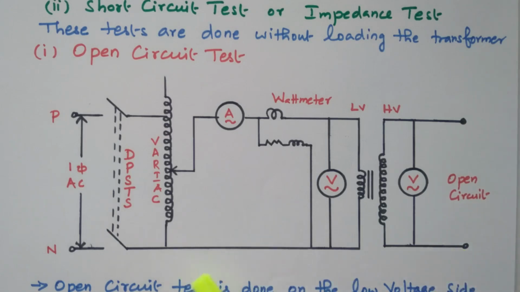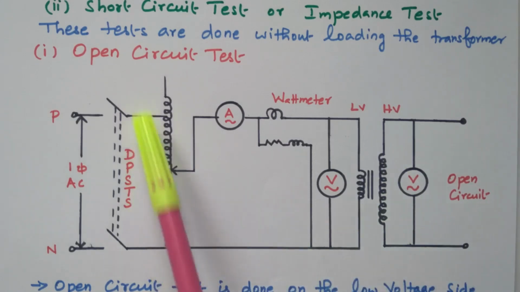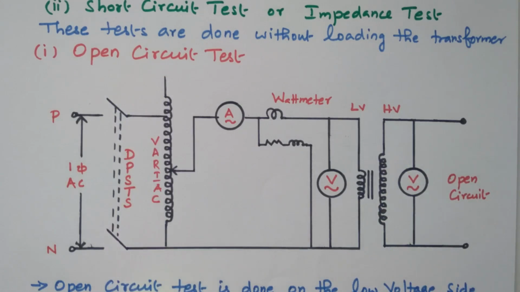Let us consider this transformer. This is the primary winding, this one the secondary winding, this is the low voltage winding. Always the no load test is performed on the low voltage winding. The high voltage winding is kept open. This is the high voltage winding. In the open circuit test, all the measurements are performed on the low voltage winding, and the high voltage winding is kept open.